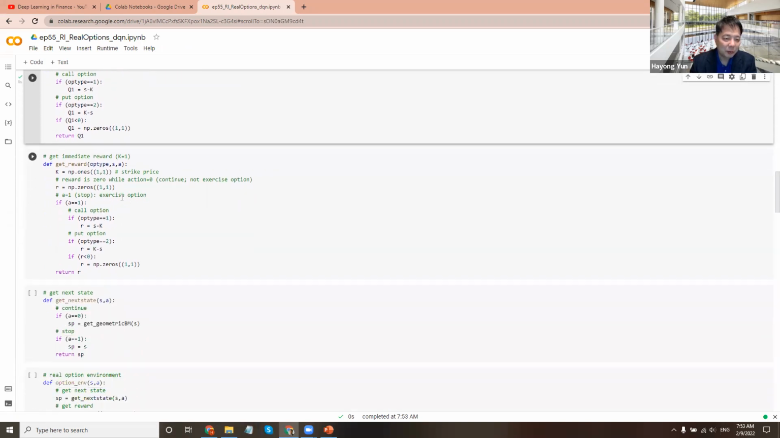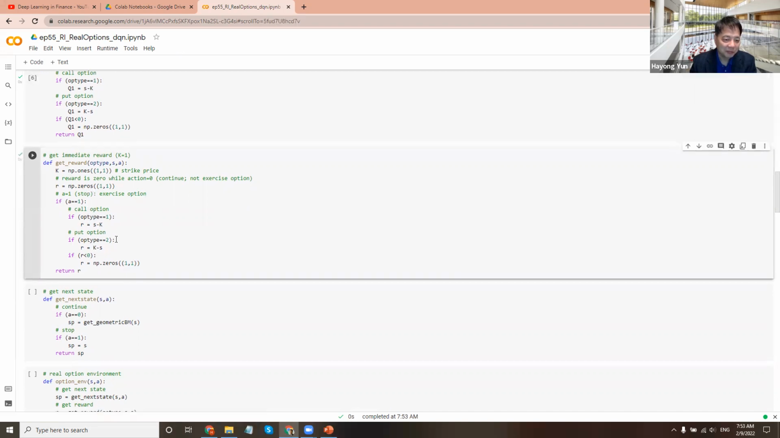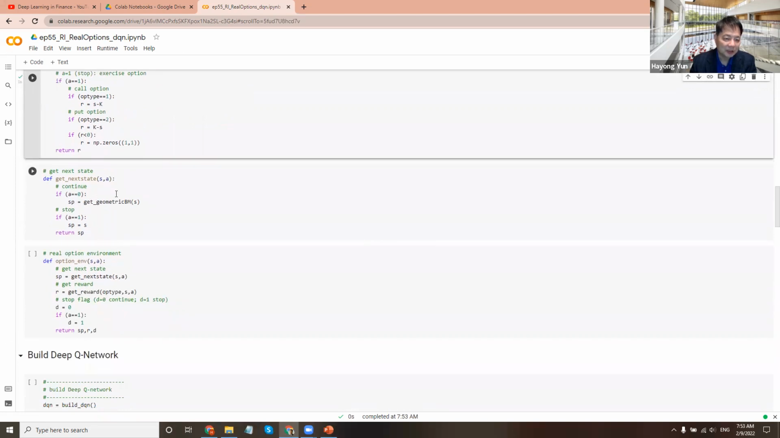The immediate reward is that, of course, if you have a call option and you exercise it, then you get that reward S minus K, or 0. If you don't exercise, of course, the reward is just 0. You just keep going. The next state is, you take the current stock price, apply the geometric Brownian motion, and get the next stock price.